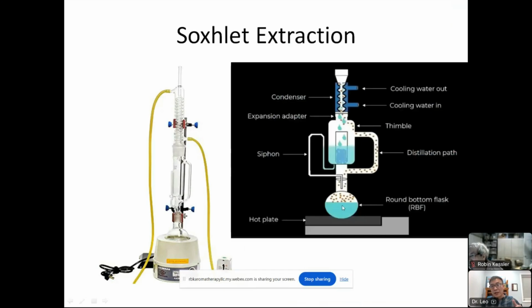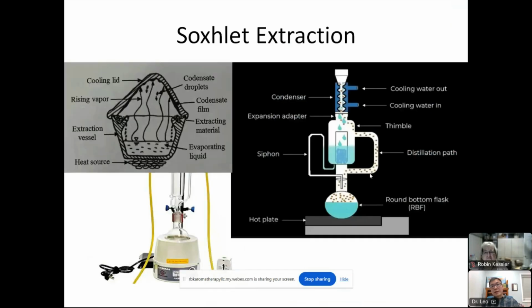So the benefit is every time you boil, most of it is just water. So you keep using the fresh water to extract the herb. And then when it becomes extracted, it will go back to the container. So that's how you can make a very concentrated extract. You can think of it like a coffee, but a very concentrated coffee.